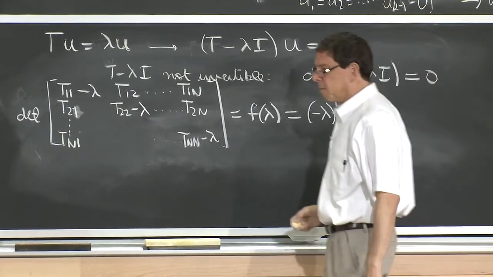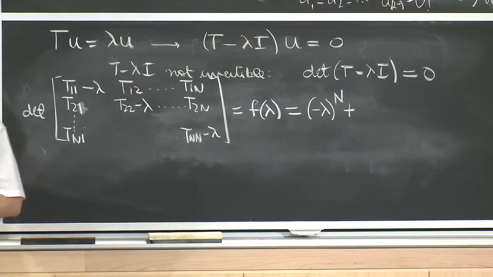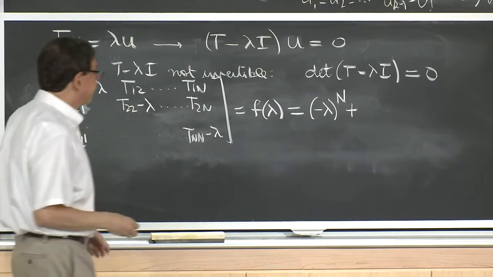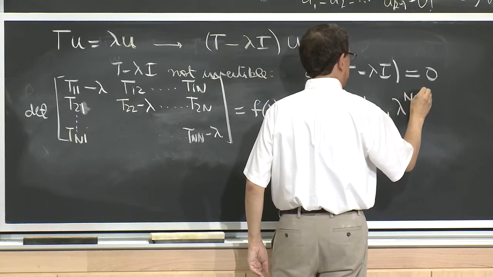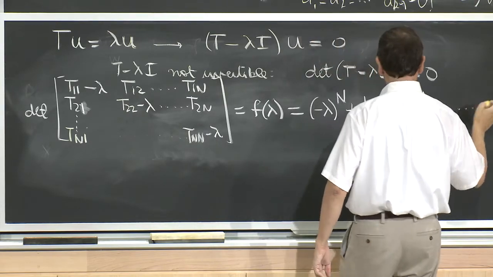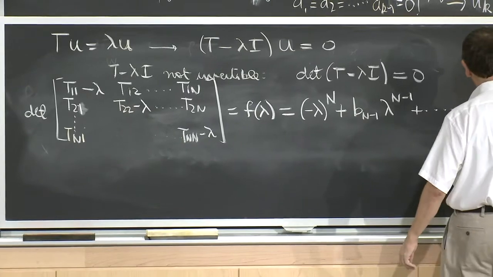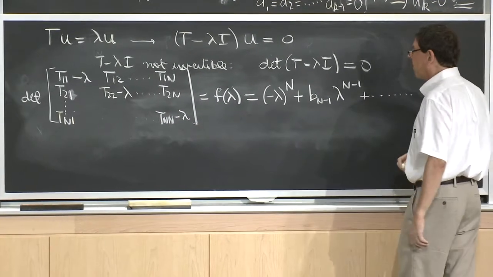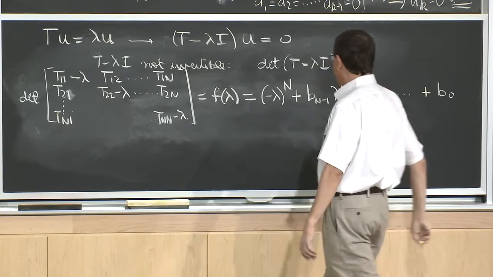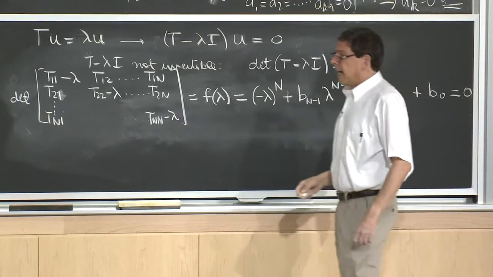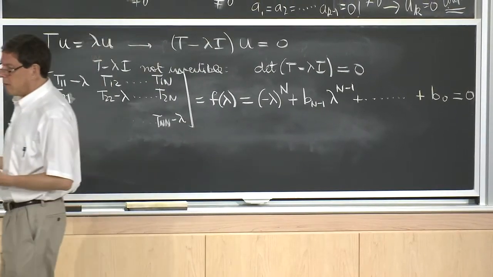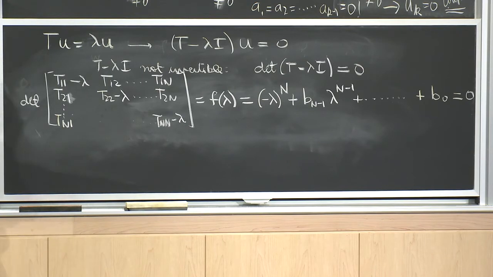So you could call it, let's see what is a good notation, b_{n-1}, if you wish, times lambda^{n-1}, all the way up to a number, which would be plus some b_0. And not being invertible means that this thing is equal to 0. And therefore, you get an nth order polynomial equation for lambda. And those will have solutions over the complex numbers. This is something you know.